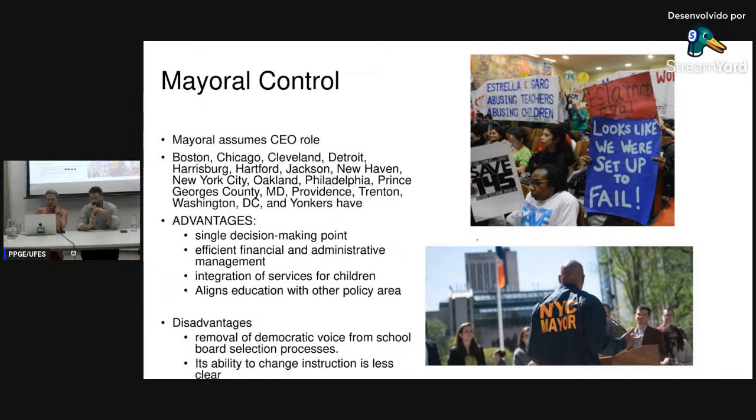So this is an image of conservatives in Tennessee with signs that say "Stop teaching critical race theory. Education is not indoctrination."